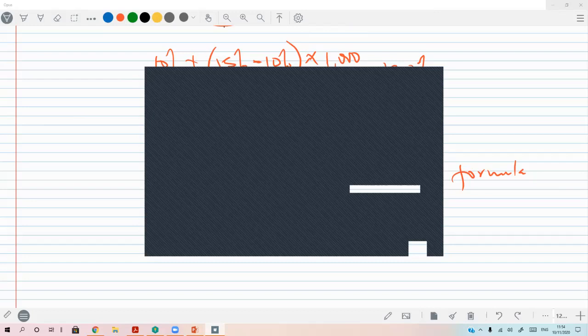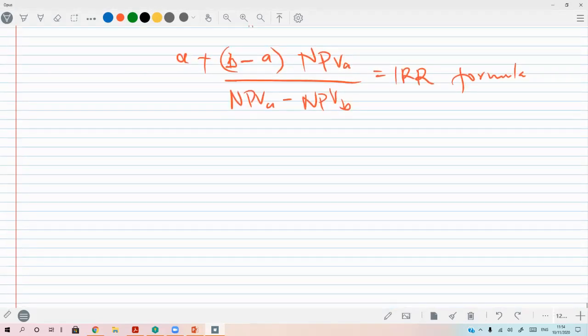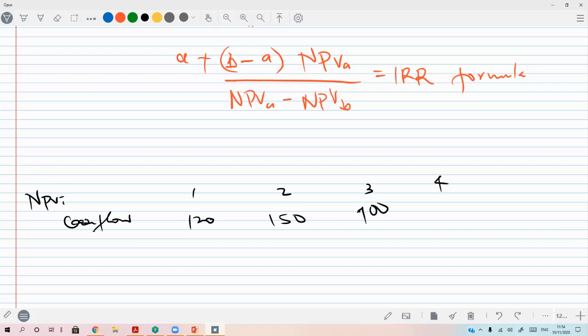Okay, so we have the company XYZ, this project XYZ. So we need to get the NPV. Okay, let's get the NPV at its cost of capital. The NPV will be equal to, we first get the present value of cash flows. Let me use a black pen. So the NPV of this investment will be equal to the present value of cash flows. So we have cash flows here. Year one is 120 million. Year two is 150 million. Year three, it's 100 million. And year four, it's 165.